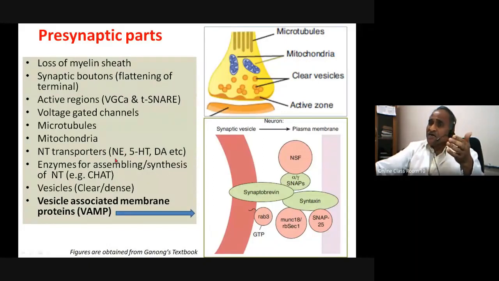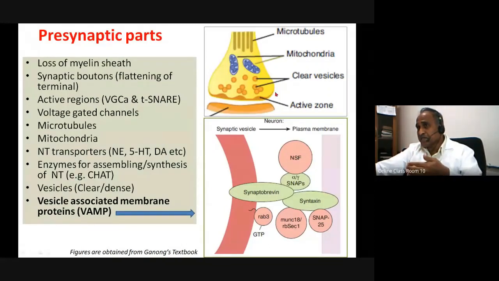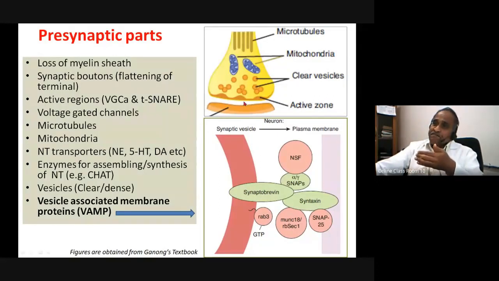most of the neurotransmitter released is taken up by the presynaptic terminal. When it is taken up by the presynaptic terminal, that requires transporters. You have norepinephrine, serotonergic, dopaminergic and glutamate transporters. All these transporters are present on this presynaptic terminal, so that the minute the transmitter is released, it is taken back by the presynaptic terminal.